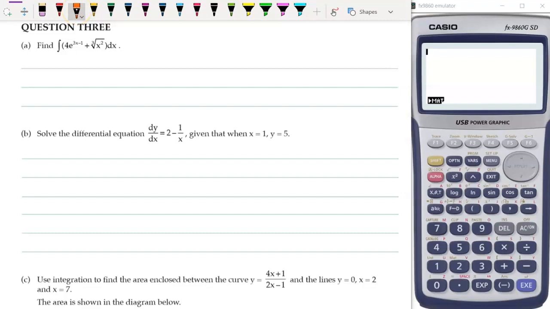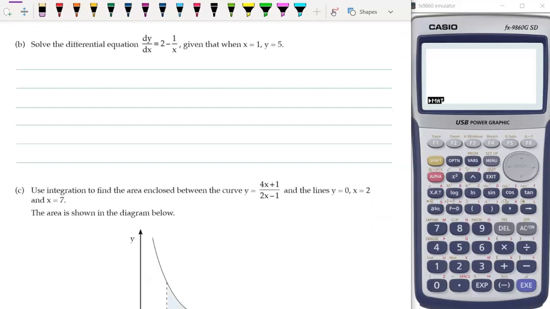Okay, 3a, e doesn't change, so that power stays the same, but we need to divide by the derivative inside of that power, so that'll be dividing by the 3, so we've got 4/3. Then the next term, well, this term here is x to the 2 over 3, so if we increase the power by 1, we'll have 5 over 3, divide by the new power is 3 over 5 plus c.